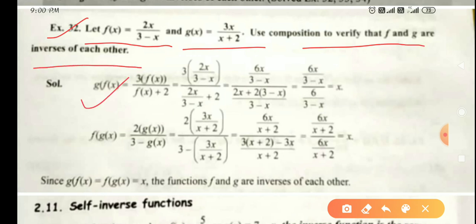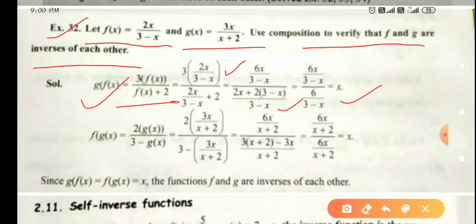So gx is 3x upon x plus 2. When you are finding gof x, first you will put the value of fx. So the value of fx you can put in gx, meaning in place of x you are putting 2x upon 3 minus x, which is the value of fx, and after simplification you can see you are getting x.